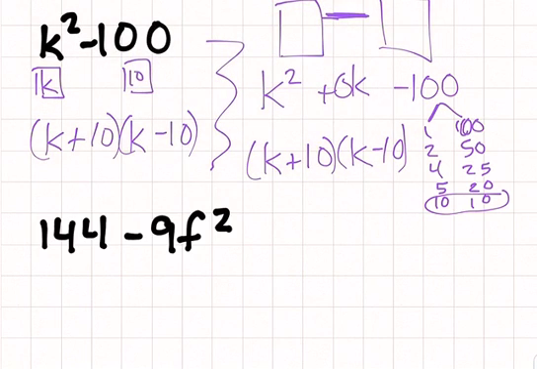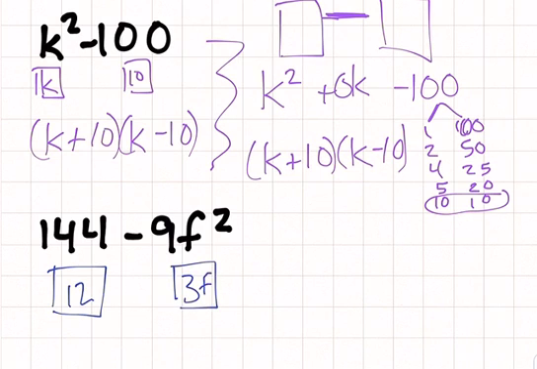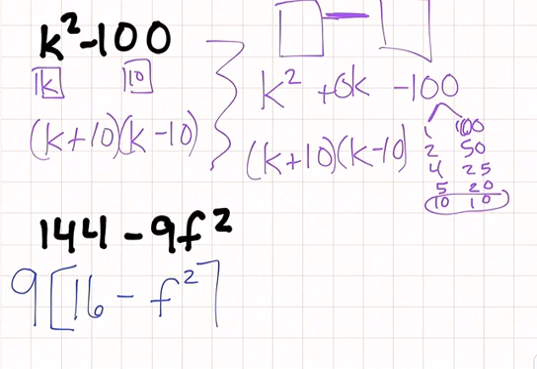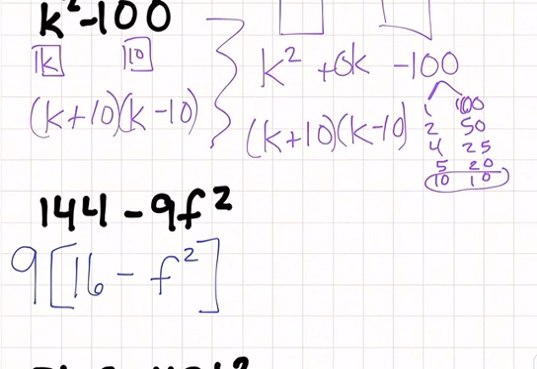So this next example says 144 minus 9f squared. It's not in descending order, but that's okay on this one. What we would notice, this is a perfect square of 12, and this is a perfect square of 3f. However, we forgot to take out the GCF. The GCF is in fact a 9. So we would have 9 times 16, and if I took that divided by 9, I'd just get an f squared. So this is our reduced answer.